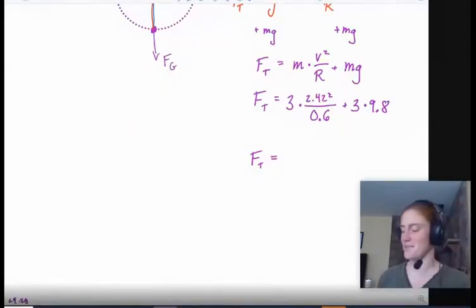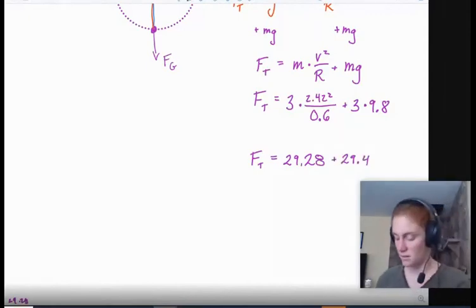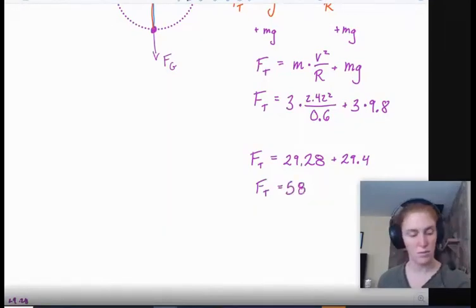So I just need to plug in those numbers. I have 3 times my velocity squared, which we just found was 2.42, divided by the radius, which was 0.6, and then plus mg, where my mass was 3 and g is 9.8. I plug that into my calculator and I get 29.28 plus 29.4, and I get a tension force of 58.7 newtons.